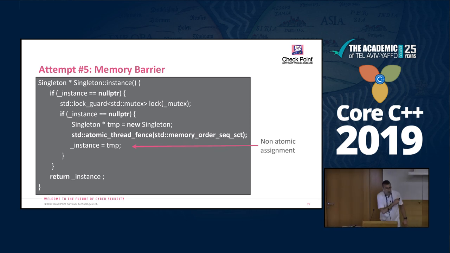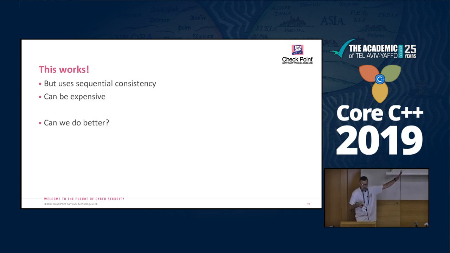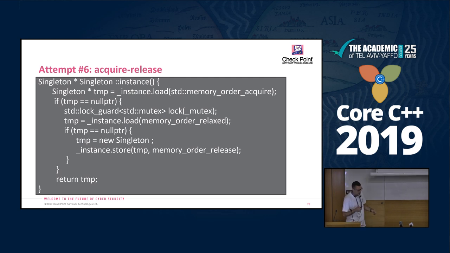But instance is not atomic. So that's not good. So we'll just make instance atomic. That will work. That code is safe. But it is sequentially consistent, so it can be expensive. Sequentially consistent is the only memory barrier that will actually emit any instruction in x86, for example. Can we do better? Well, instead of using a full memory barrier, we can use acquire-release notation. So this is still better.